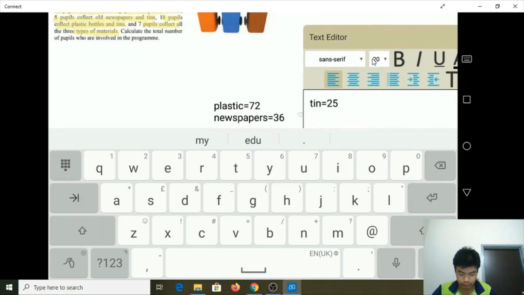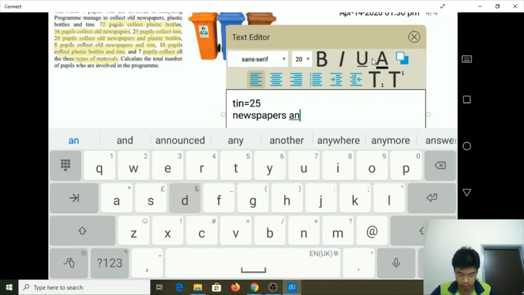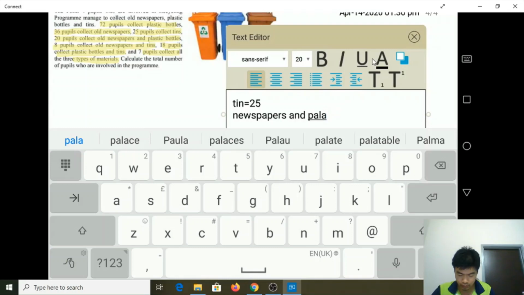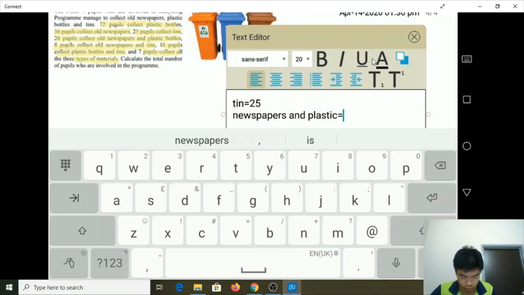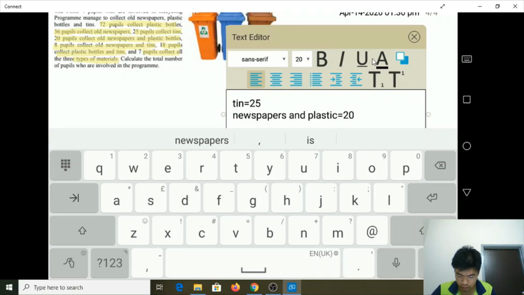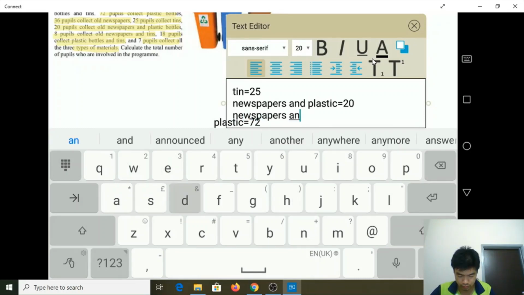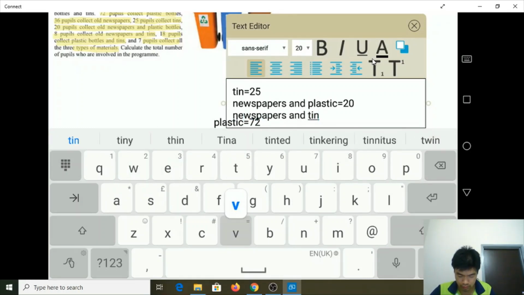Next one. 20 pupils collect newspaper and plastic. Okay, newspapers and plastic equals 20. Next, 8 pupils collect newspapers and tin. Okay, newspapers and tin, how many? 8.